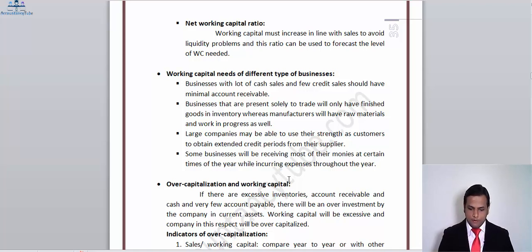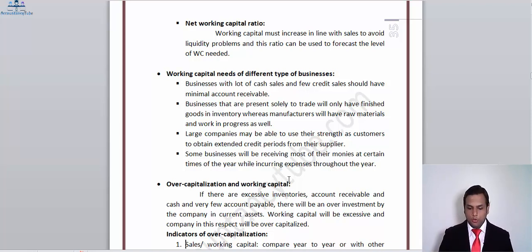Then we've got businesses that exist solely for trade, I've already read this point. Then we've got large companies may be able to use their strength as customers to obtain extended credit periods from the suppliers. Now, the size of a company always has an impact on the trade agreement. The larger the size of a customer or supplier, the larger the bargaining power they hold.